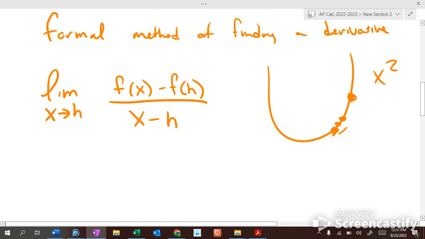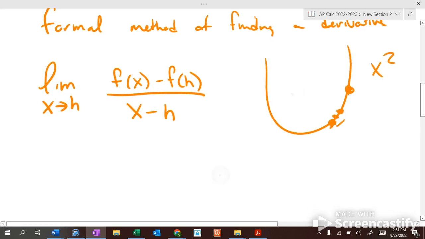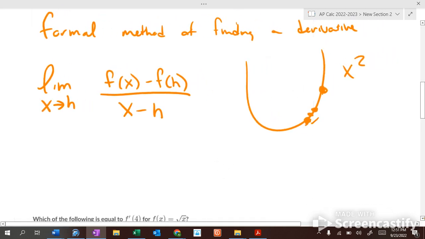There we go. Okay? This is the formal method because you're finding slope. You're taking the function minus the function at your new point over x minus x's new point. Now, what I've used for years and years in calculus is this definition.